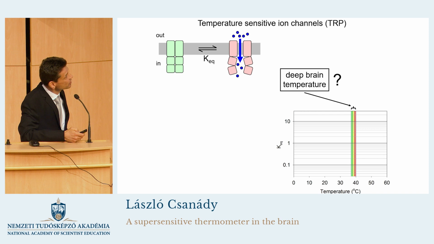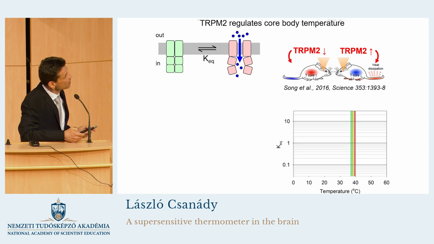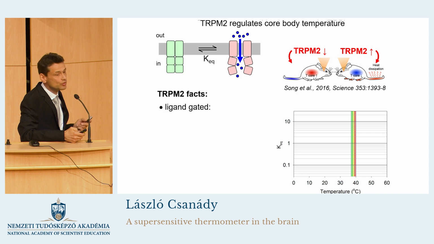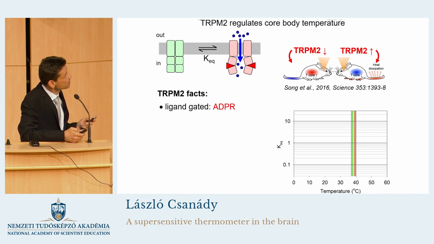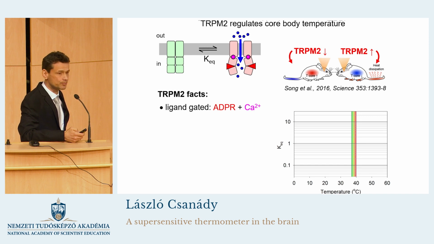And so it was just a few years ago that TRPM2 was discovered by a German group as being responsible for measuring temperatures in the brain. Inhibition of TRPM2 caused fever, and stimulation of TRPM2 caused body cooling in live animals. And that is where our group came into the picture, because we had been studying TRPM2 already for some time, and we knew quite a lot about it. For instance, we knew that it is a ligand-gated channel, which opens by binding two types of ligand, ADP ribose, a nucleotide, and calcium ions.